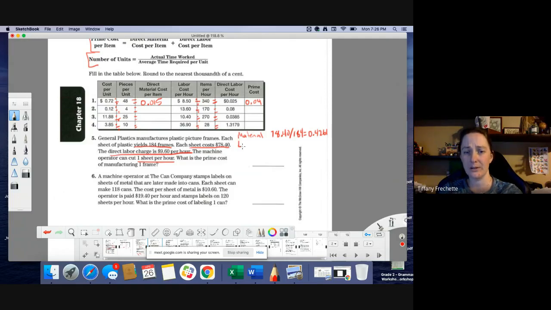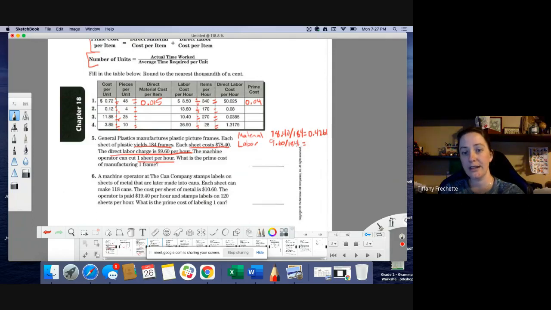So now we need to know labor. We have labor costs, so it's $9.60 per hour. I have my cost, and I'm going to divide that by how many they can make in an hour. Up here it was different amounts than the pieces per unit, but in this case it says they can cut 1 sheet per hour. I know that 1 sheet of plastic yields 184 frames, so I'm going to use the same number. In this one it's a little bit tricky, because you have to be paying attention to that.